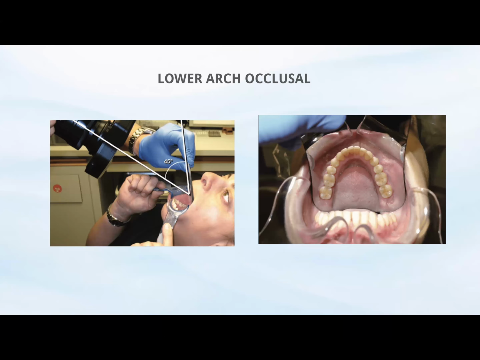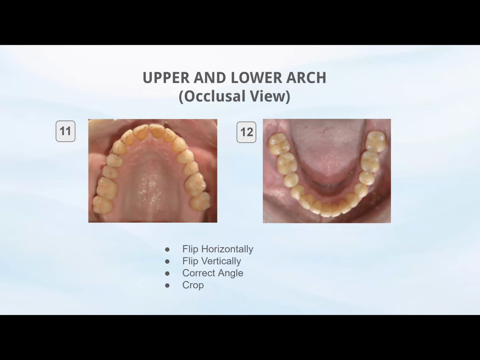When we put these pictures together, because they are taken in mirrors, we want to make sure that we rotate the pictures because this is a reflection of what the arch looks like. So we have to flip them horizontally and we have to flip them vertically, correct any rotation of the picture, and then we can crop it so we can minimize the soft tissue that is showing in the picture. So those are the 12 pictures that we take for restorative cases.